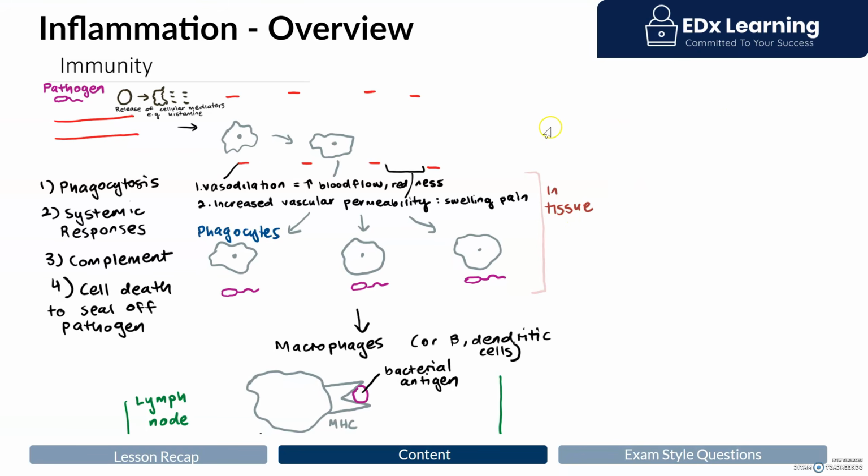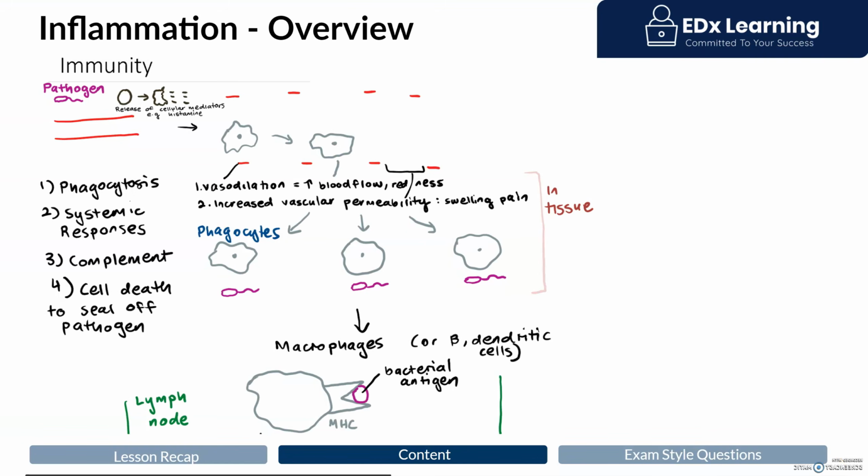The redness, swelling, and pain are all a side effect of allowing the blood vessels to dilate and deliver white blood cells to the site of injury or infection. Remember, that was the key process. We're going to go through everything else in a future video.